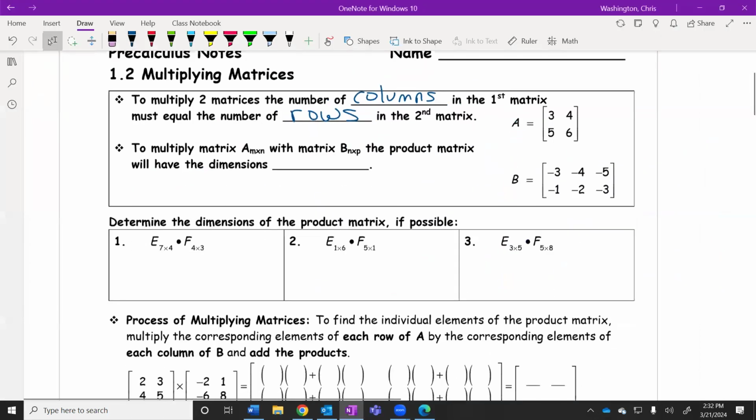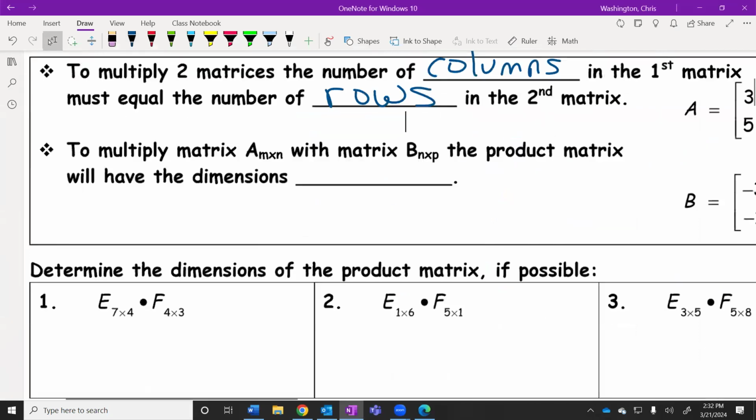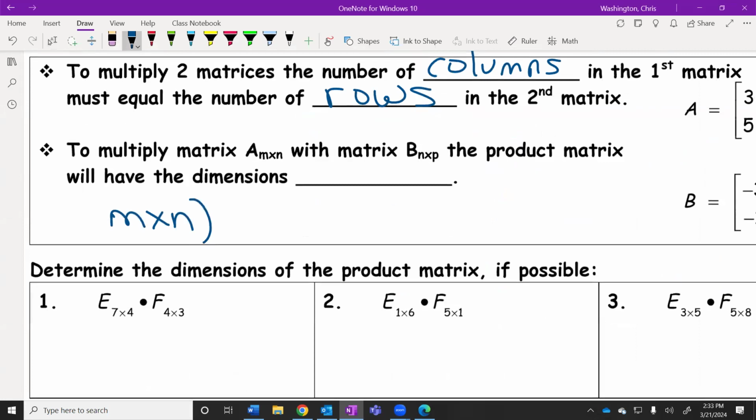And if the number of columns equals the number of rows, we can actually multiply them, and we can predict accurately the number of rows and columns that the resulting matrix is going to have. So our matrix A is M by N. M and N are just letters that represent any number you want them to represent. That's matrix A. And then matrix B, which we're multiplying by, is N by P.